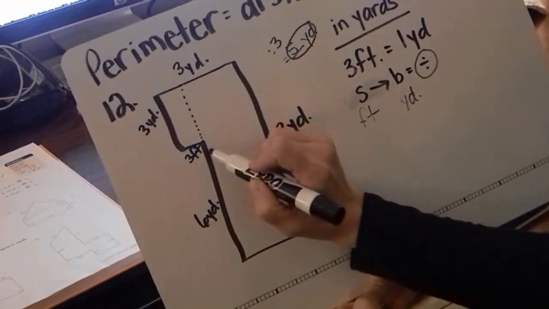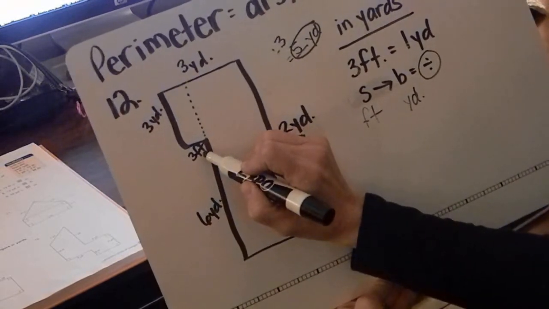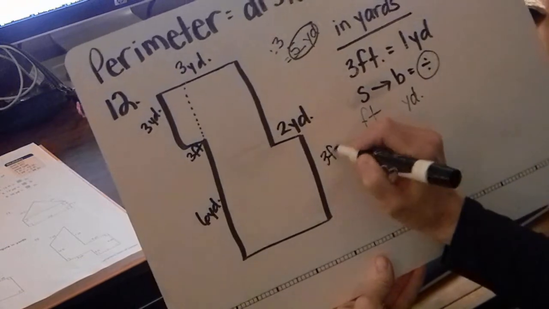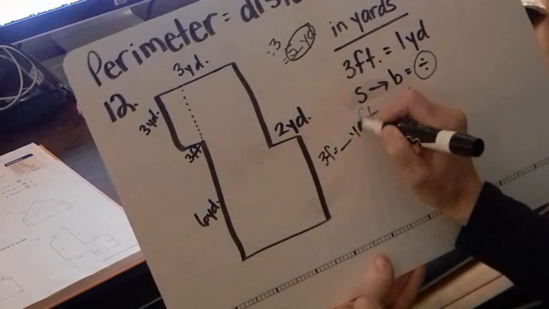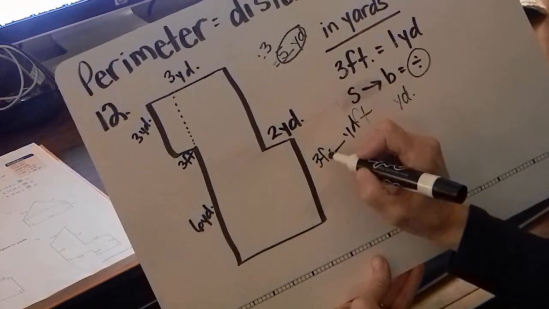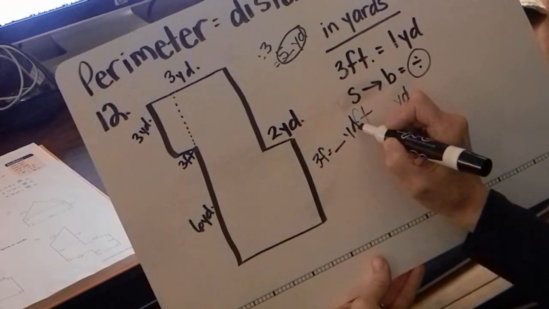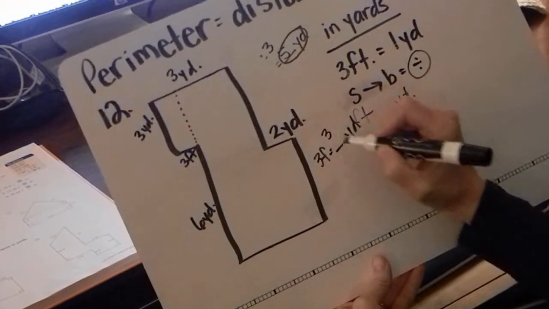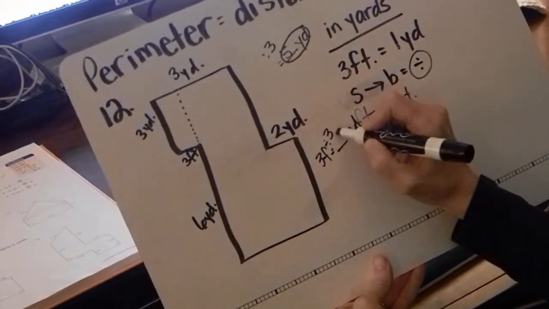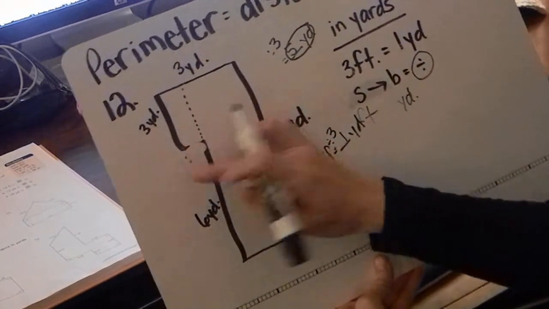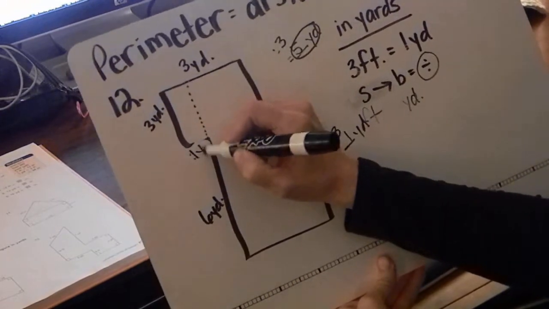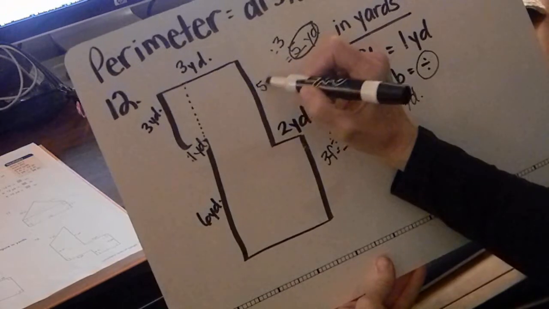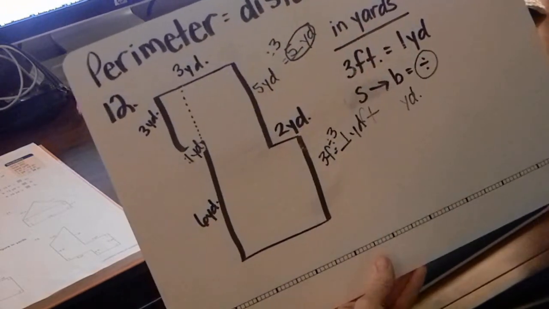Now we also know this side right here is 3 feet. So 3 feet equals how many yards? Again, we're going from small to big, so we divide. How many feet are in a yard? That's 3. So 3 divided by 3 is 1. So this little side right here is 1 yard. Now we have all of our measurements in yards, but we have a problem.